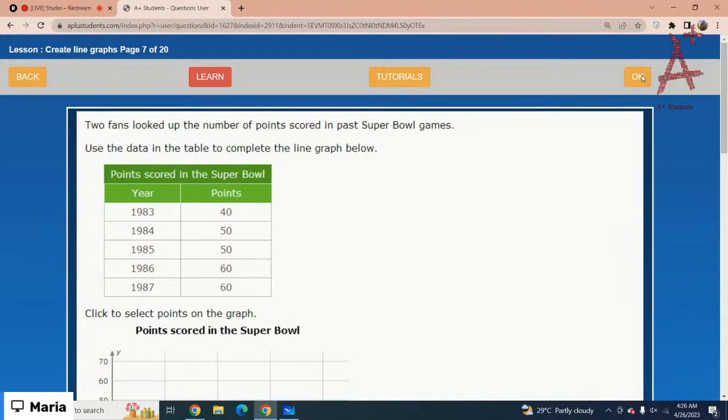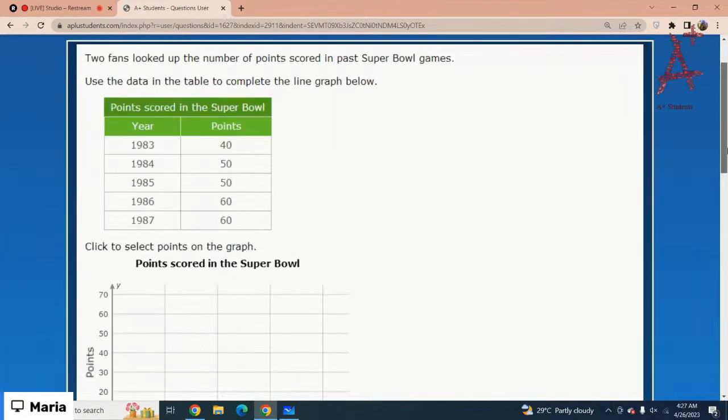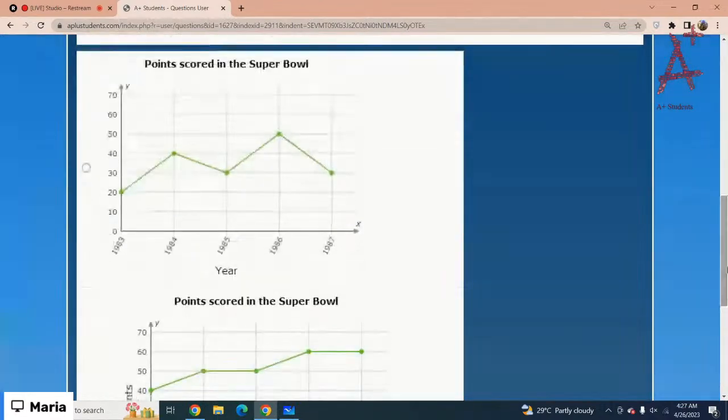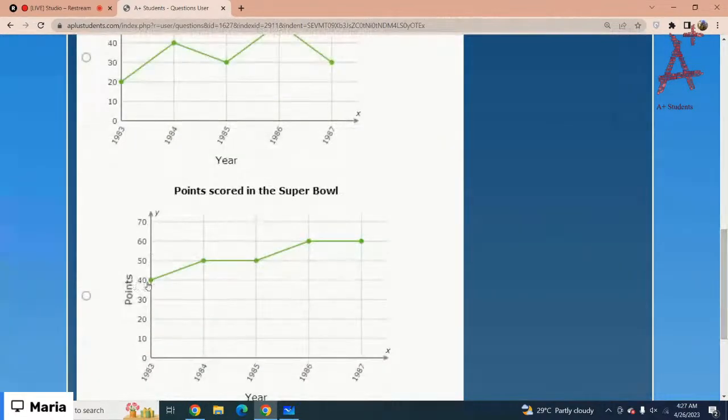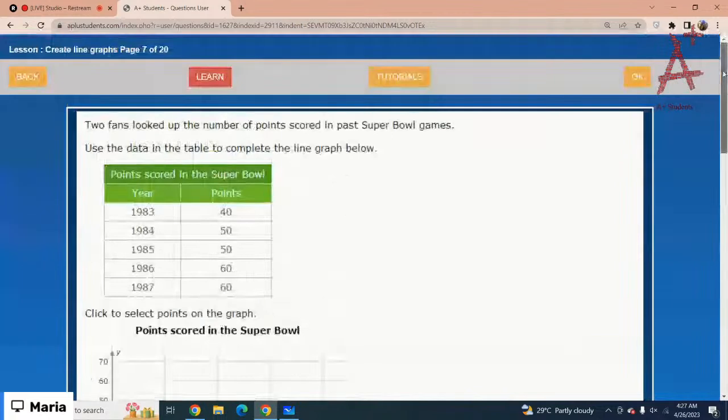Two fans looked up the number of points scored in past Super Bowl games. Use the data in the table to complete the line graph below. 40, 50, 50, 60, 60. Option number 2 is the correct option.